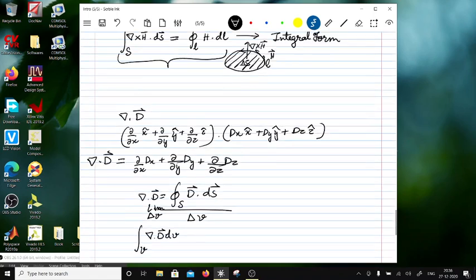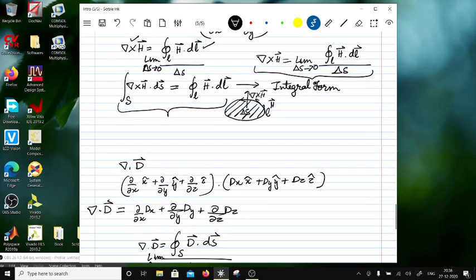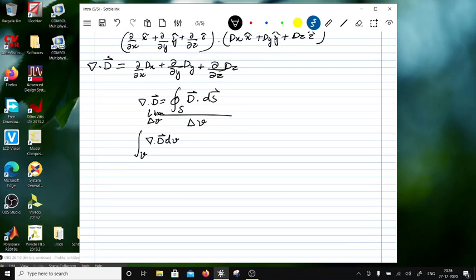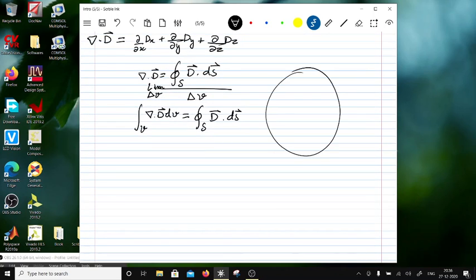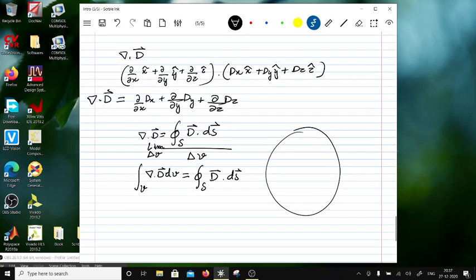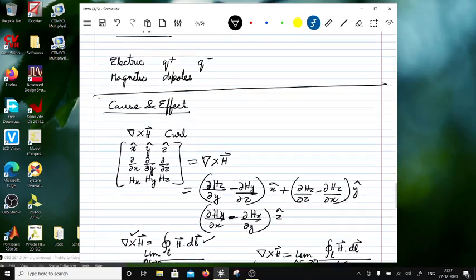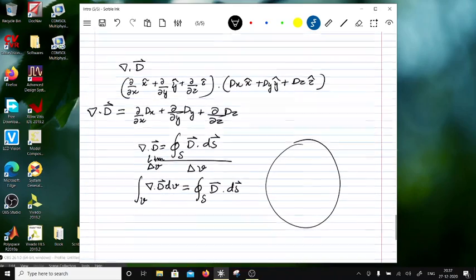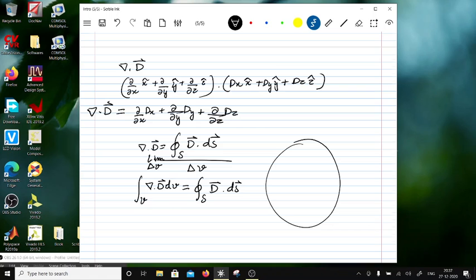Here it was a surface integral, and here it is a volume integral, equal to the surface integral of D over a completely enclosed surface. Let us assume that there is a ball here, or a completely enclosed surface. If I have D perpendicularly coming out, and I integrate D over the completely enclosed surface, that will be equal to the volume integral of divergence of D dV. So this is the definition of divergence and curl. Again, there is a point form here and an integral form here.